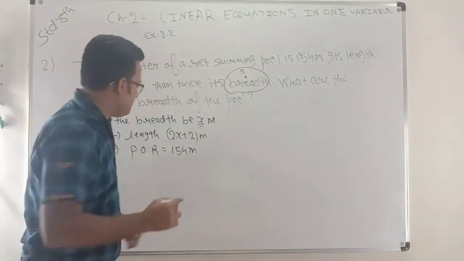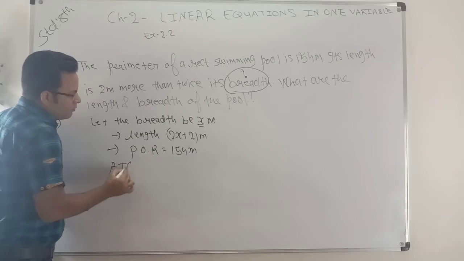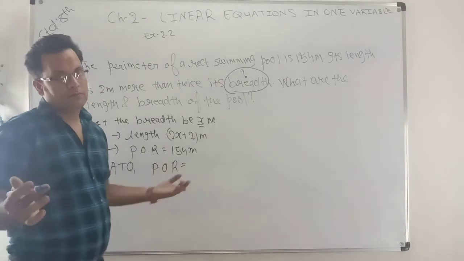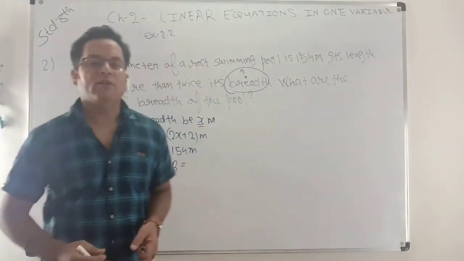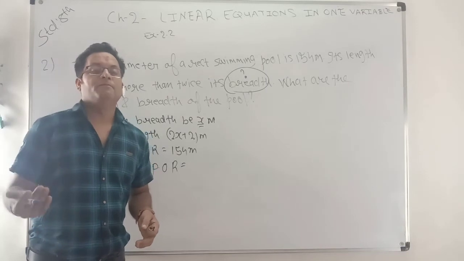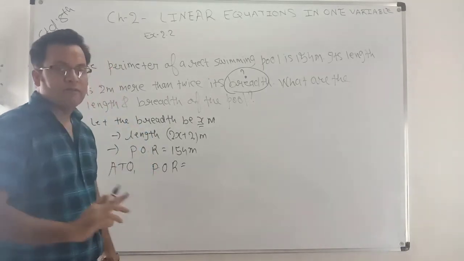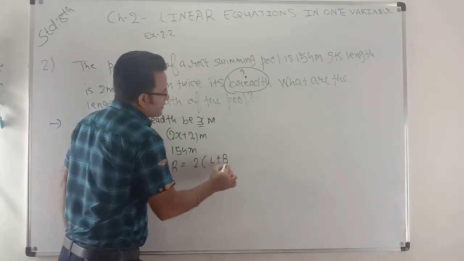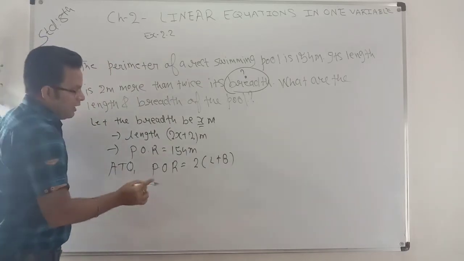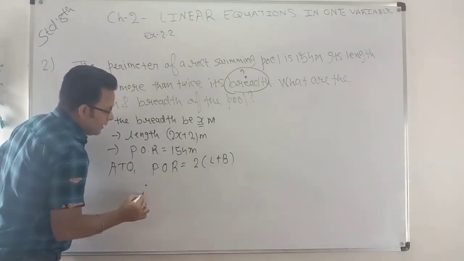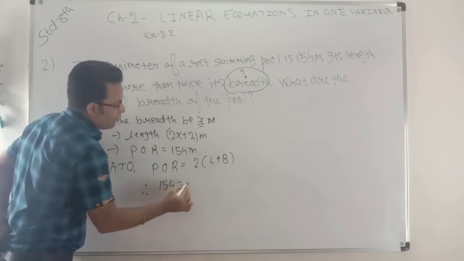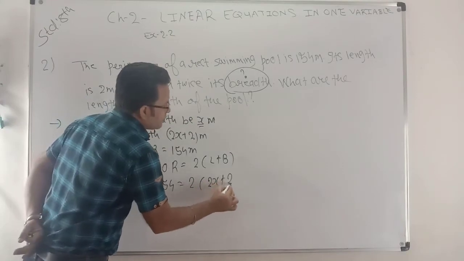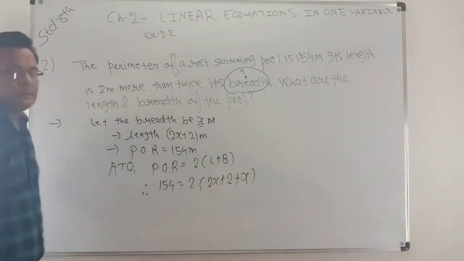Now we are going to solve this sum. So according to the question, perimeter of rectangle. Now till standard 7, of course we have studied perimeter of rectangle, perimeter of square. So you have to here apply the formula of perimeter of rectangle, that is 2 into L plus B. Okay. Now perimeter of rectangle is already given, that is 154. Now what is the length? That is 2x plus 2. What is the breadth? That is x.